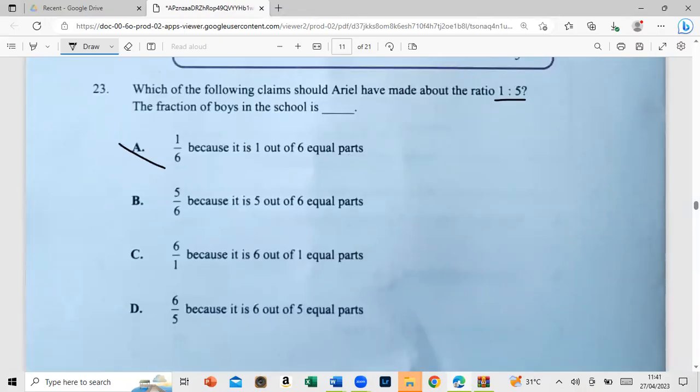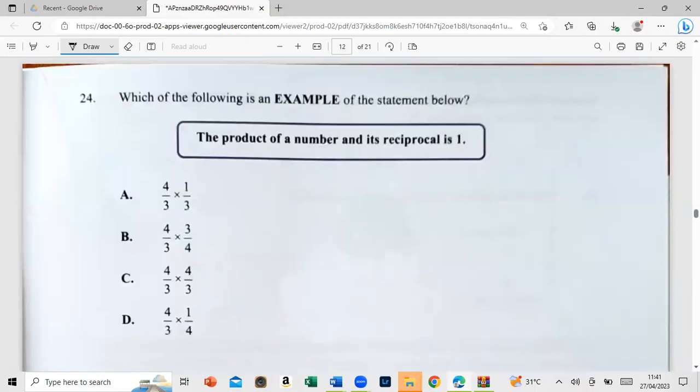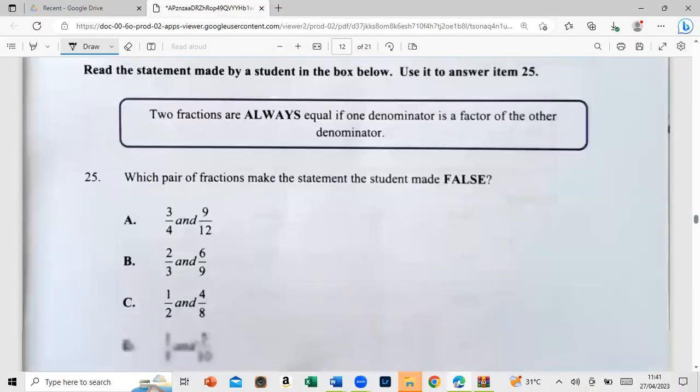Alright, let's move on to 24. Which of the following is an example of the statement: the product of a number and its reciprocal is 1. Alright, so it means that you have the number and you flip it. This is not correct. This is the reciprocal of 4/3, so that's B. And when you cancel it, you get 1. That was on the last paper also.